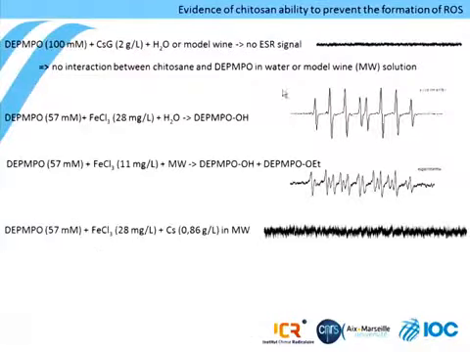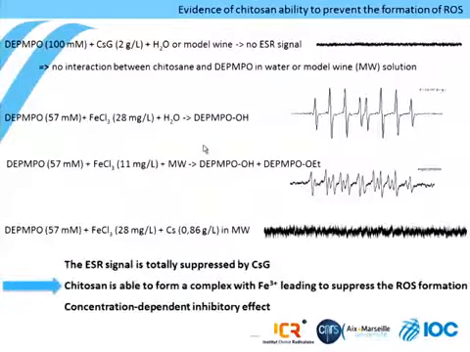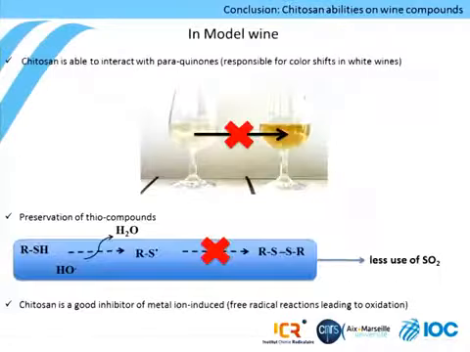Now, if we associate iron, normally I will have detectable radicals, but if I add chitosan, the signal is neutralized, which means that chitosan is able to form a complex with iron, and this is what I've been trying to evidence from the very beginning, leading to suppress the formation of reactive oxygen species. This inhibitory effect is concentration dependent, and this is very interesting in that you can reduce metals in concentration and also the formation of ROS.